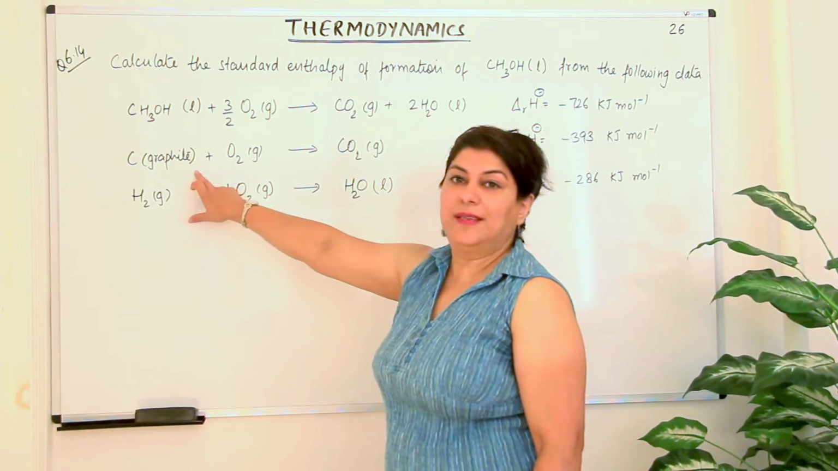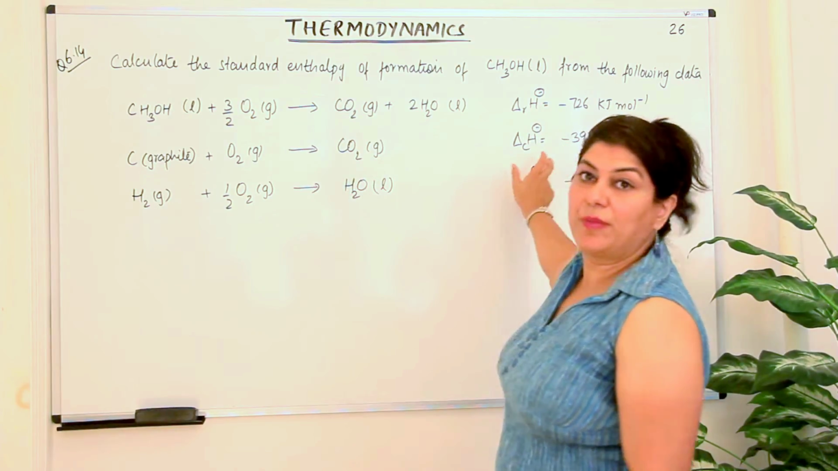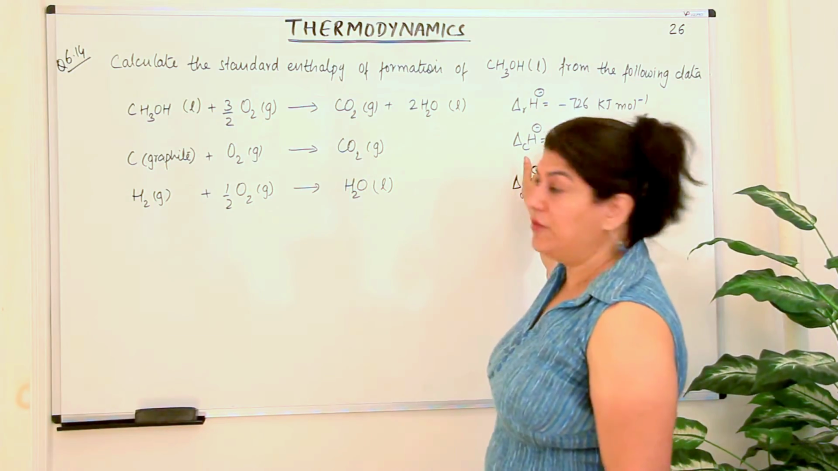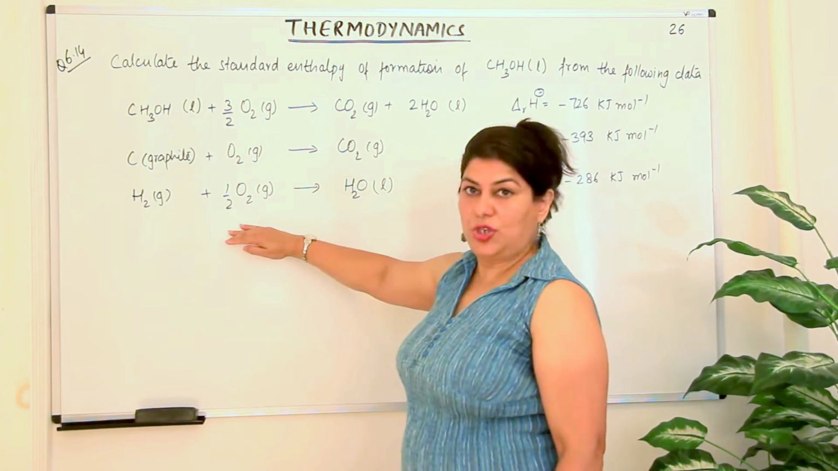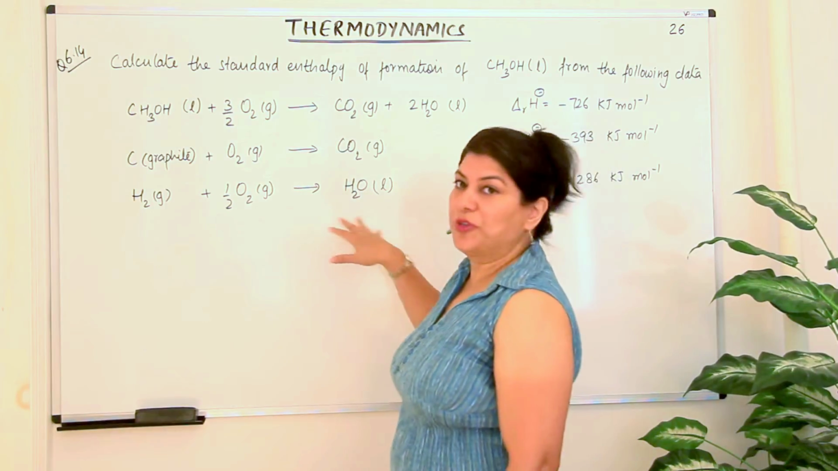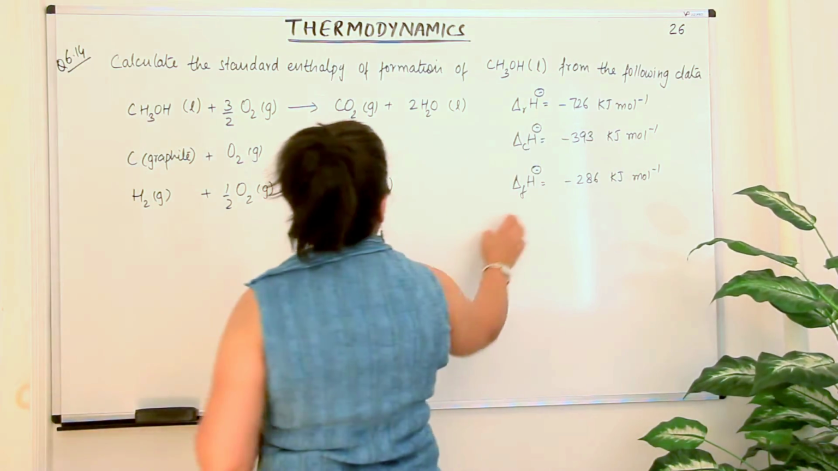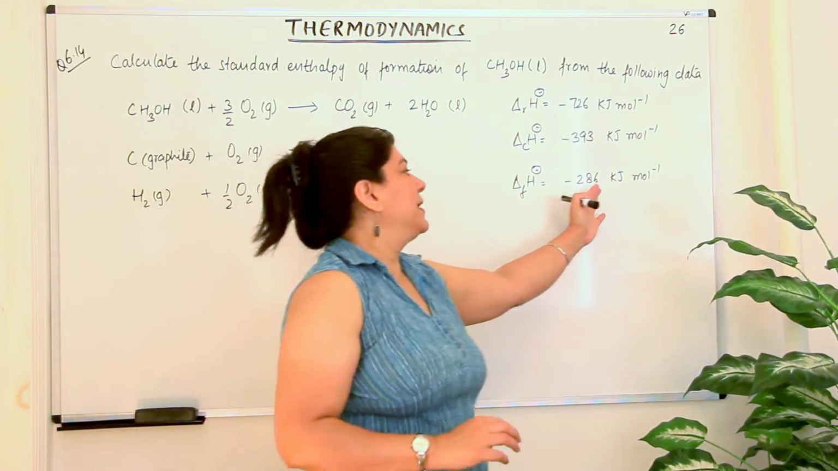Then you have carbon, that is graphite, combining with oxygen to give you carbon dioxide, and the enthalpy of combustion of carbon or graphite is given to you. And you have hydrogen combining with oxygen to produce water, which is actually the burning of hydrogen to produce water. And the enthalpy of formation of water here is said to be minus 286 kilojoules per mole.